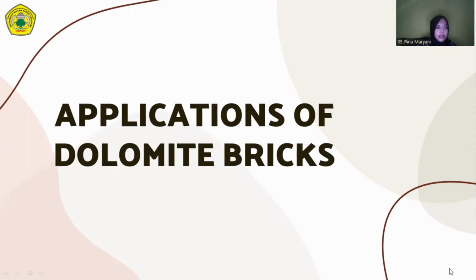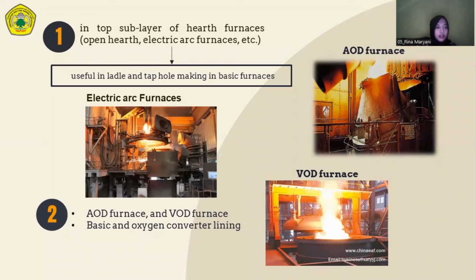Application of dolomite bricks. In the lining of hearth furnaces, often electric arc furnaces, as steel, useful in ladle and tap hole making in basic furnaces, argon oxygen decarburization furnace, and vacuum oxygen decarburization furnace. Argon oxygen decarburization is a process primarily used in stainless steel making and other high-grade alloys with oxidizable elements such as chromium and aluminum.